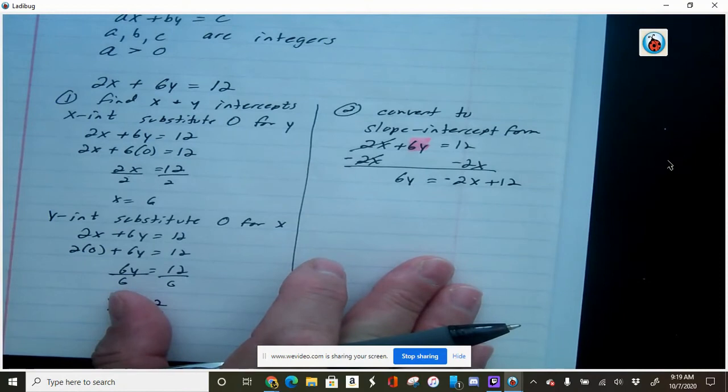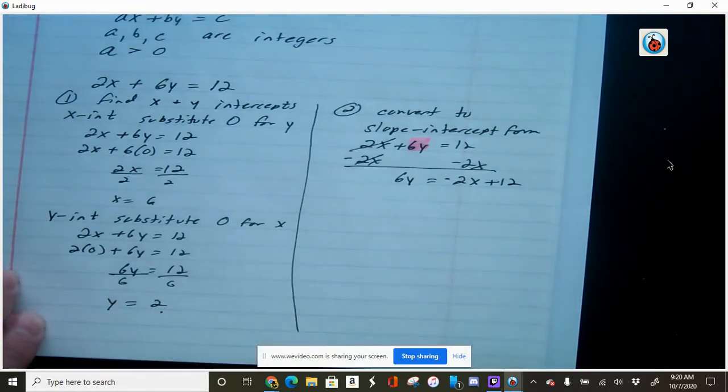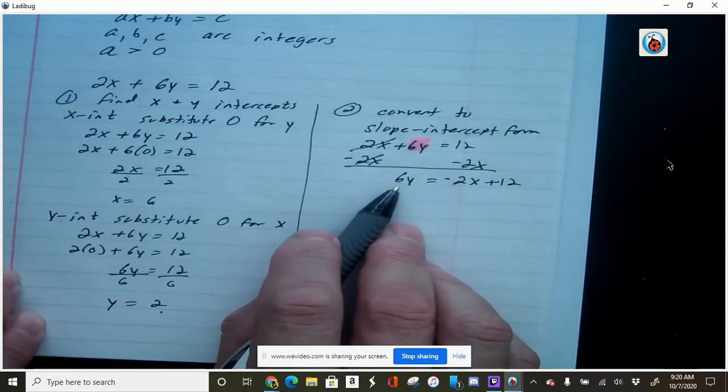Also, 12 minus 2x cannot be subtracted. They are not like terms. So 12 minus 2x is not 10x. Let me repeat that. It is not 10x. We cannot subtract them because they are not like terms. All right, so let's go ahead and continue.